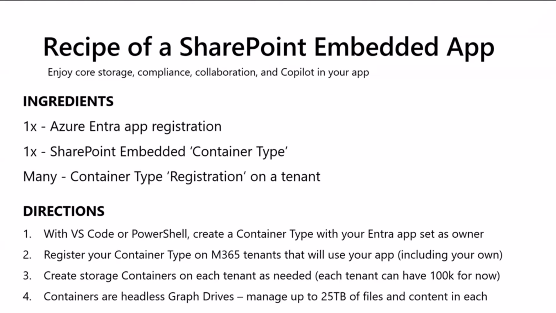And then once you do that, you can create storage containers on that tenant. And each tenant can have up to 100,000. That's just our current limit. So up to 100,000 of these file storage containers in each tenant. And containers are effectively headless drives in Graph. And I'll show you exactly what that looks like later. But within a container, you can use APIs to manage files and other content in there, up to 25 terabytes of storage in each container.